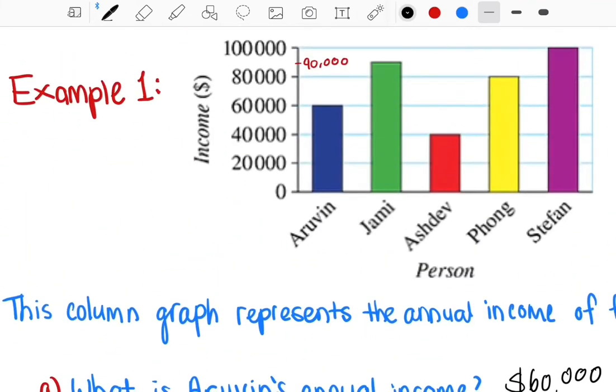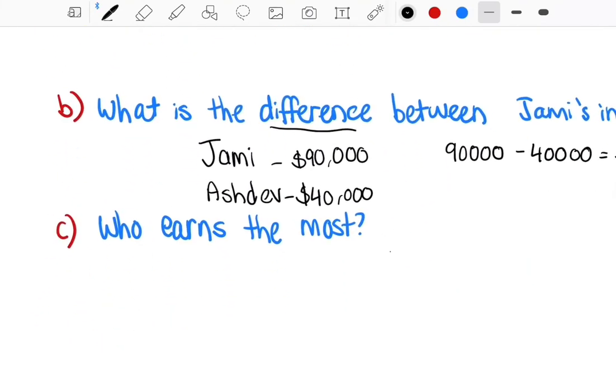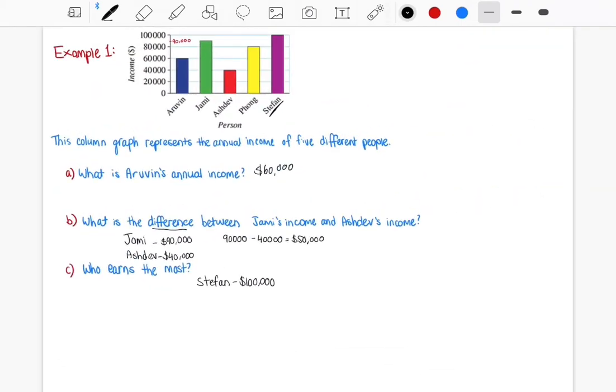So if I look at here, I've got to find the bar that goes up the highest, which is Stefan here, who hits the top part at $100,000. So Stefan, and I'm going to say how much he earns as well. So that is that question completed. So we've explained who earns what, and answered each question as it should be while looking at our graph.